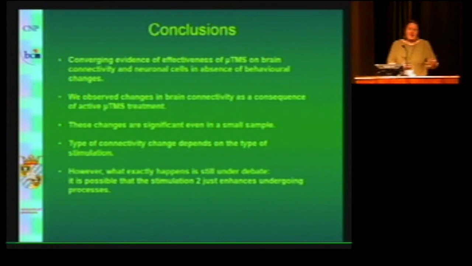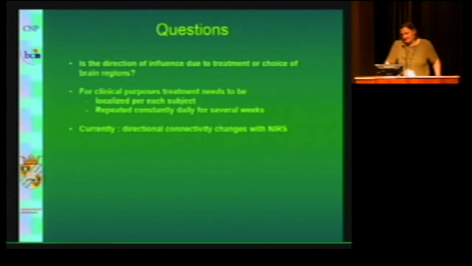Maybe, as with tDCS, stimulation 2 just enhances ongoing processes, so we can maybe discuss that. And then maybe everything depends on the stimulation choice. We still have to check in our analysis what is happening with the other regions that were not stimulated. For instance, whether there is an effect of the treatment on homologs on the right-hand side or not, that still has to be analyzed.